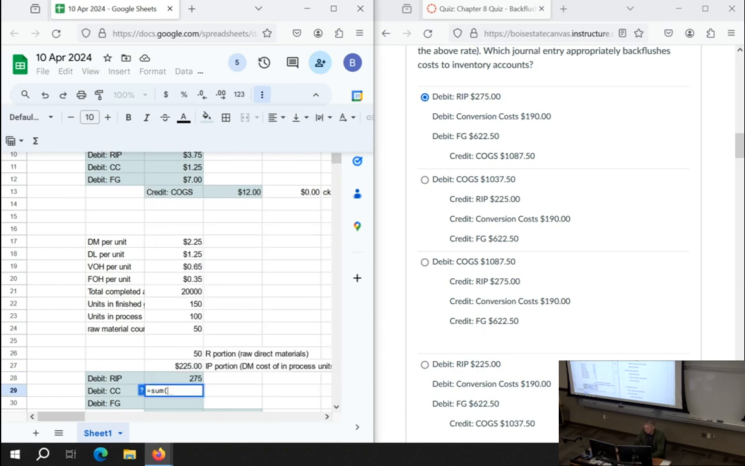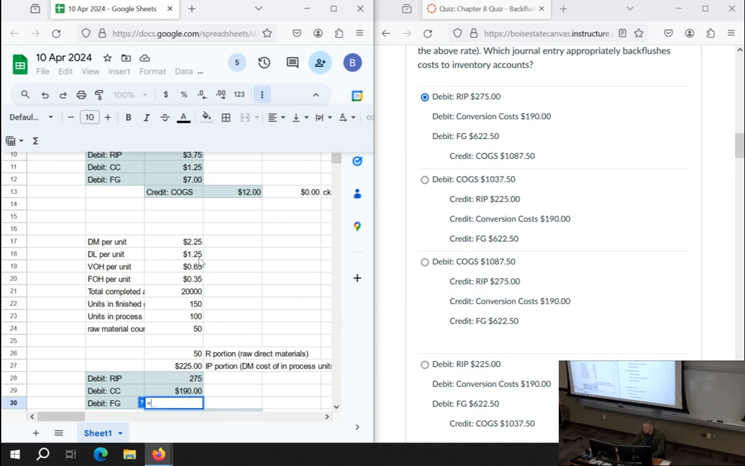Now, for conversion costs, we're talking about direct labor and variable overhead that are incurred for in-process units. So the sum of those two rates, $1.25 and 65 cents, times the 100 units in process, gives us 190. That's why this is 190 in both answer choices, but in the correct one, it's 190.